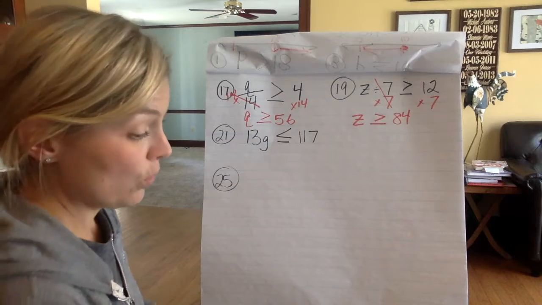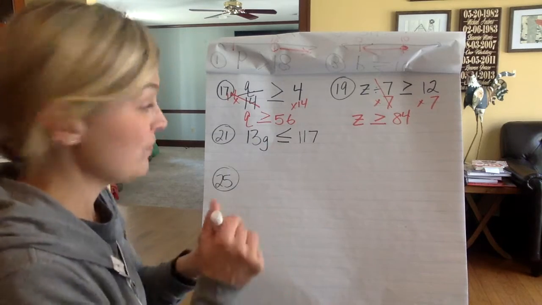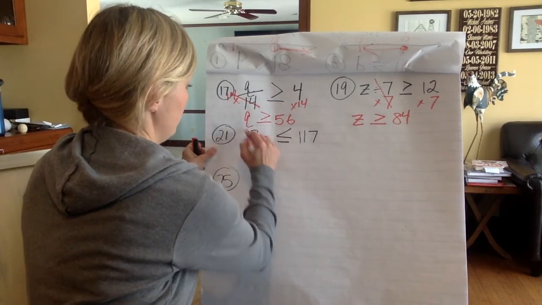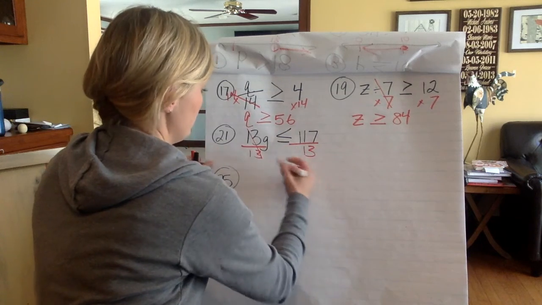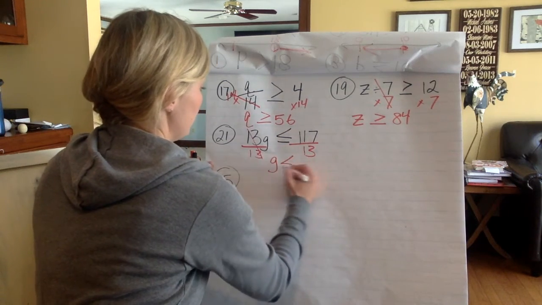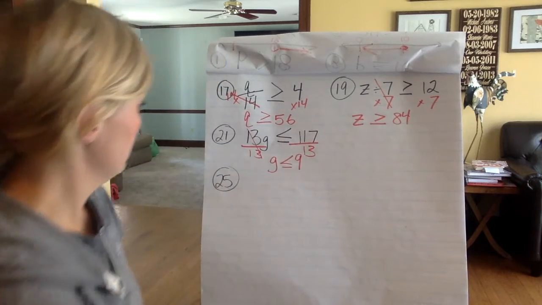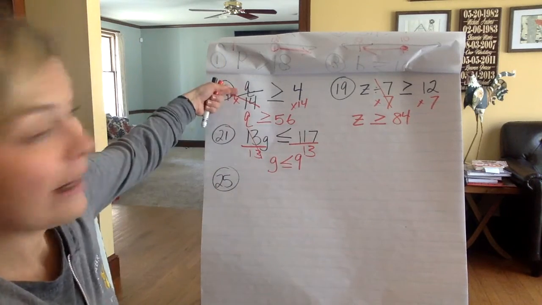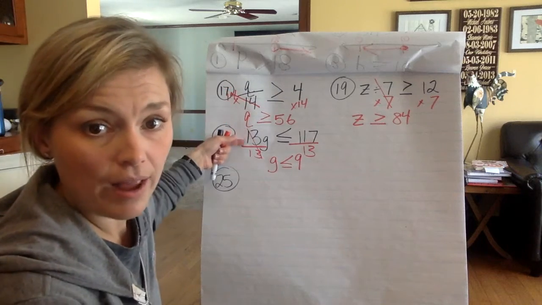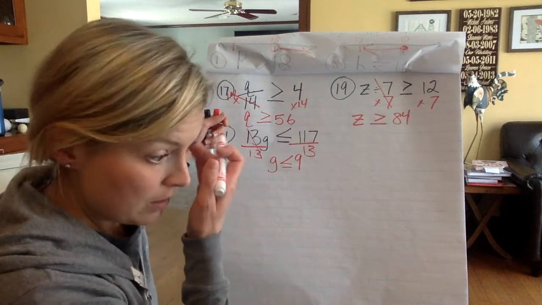So then again, in order to solve, I want to divide by 13 on both sides. Divide by 13, divide by 13. I get G is less than or equal to 9. The black is the written inequality and the red is the solving portion.